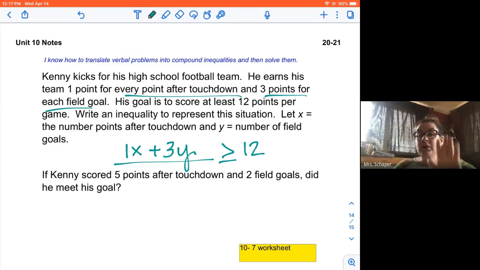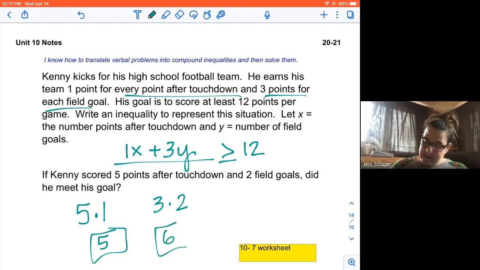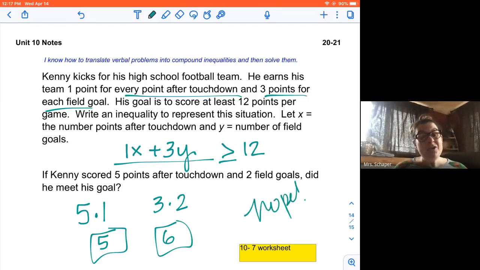So if he scores 5 points after touchdowns and 2 field goals, does he meet his goal? Okay, so we've got 5 times 1, so that's 5 points for the point after touchdown, and 3 times 2 field goals, that's 6 points. Is 5 plus 6 more than or equal to 12? Nope. He didn't, even though he scored on 7 different occasions, he still didn't reach his goal of getting 12 points.